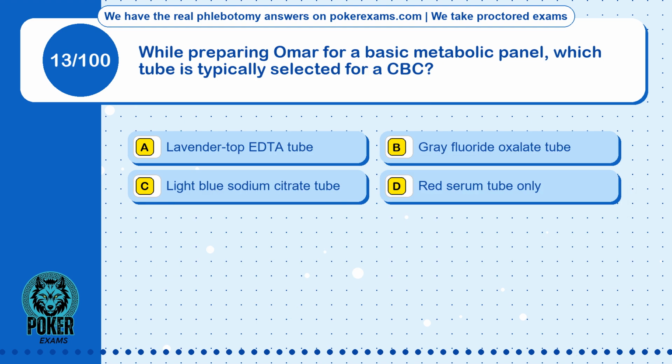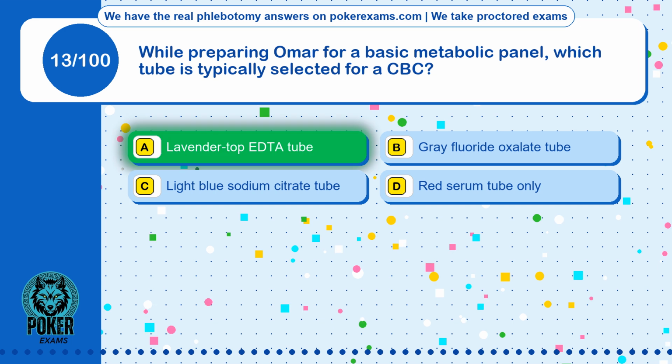Question 13. While preparing OMAR for a basic metabolic panel, which tube is typically selected for a CBC? Option A, lavender top EDTA tube. Option B, gray fluoride oxalate tube. Option C, light blue sodium citrate tube. Option D, red serum tube only. The correct answer is option A.